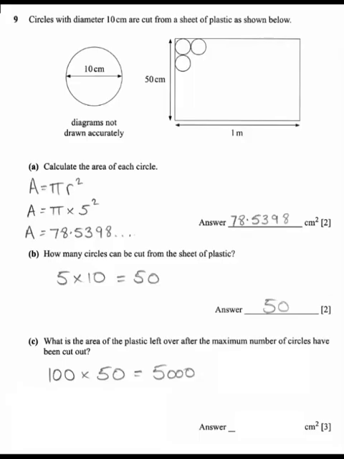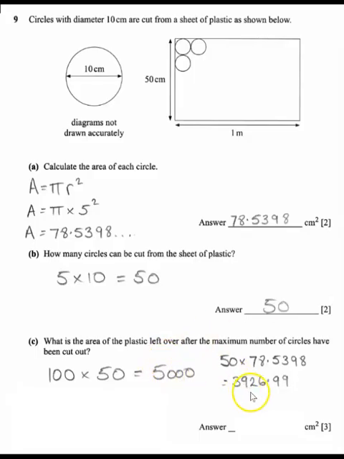The next one is you want to find the total area of the circles that's within that rectangle. And you know there's 50 circles, so you're multiplying 50 lots of 78.5398. So the total surface area of the circles is 3926.99 centimeters squared.